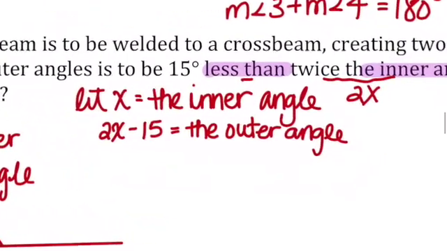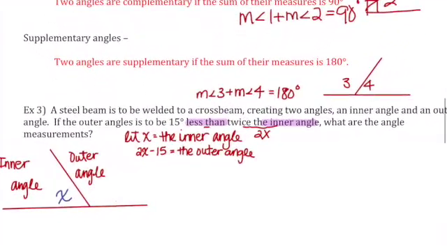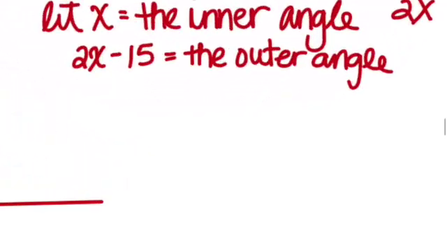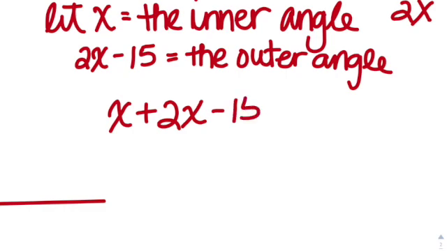Okay, now once you do that, you can go on and read the next thing, how to combine them all together. So in this case, a steel beam. Now, because it's a steel beam, that means it's going to be 180 degrees because it's a straight line. So in this case, you are going to say, because I know both of them together form a straight line, it's going to be x plus 2x minus 15 equals 180 degrees. And based on that, we are going to solve it.